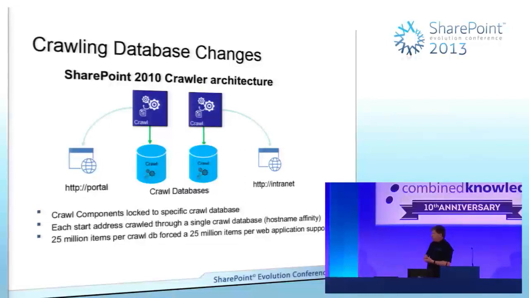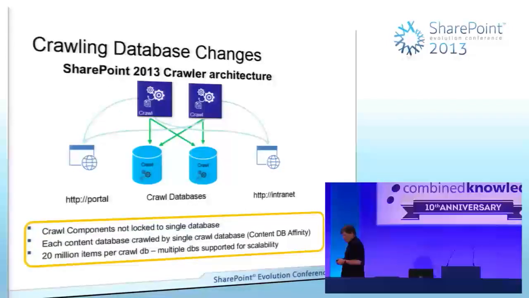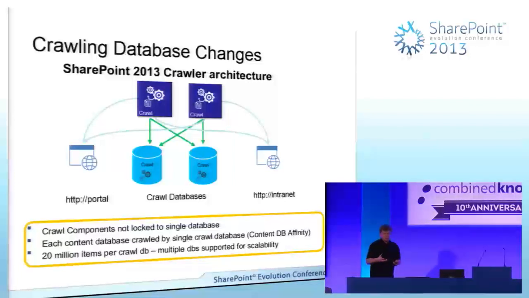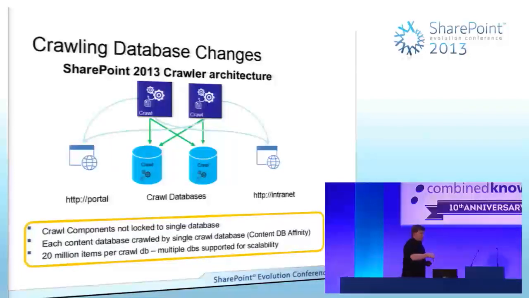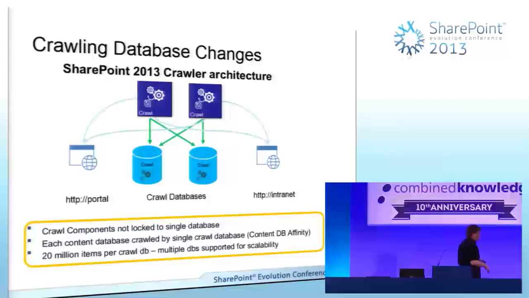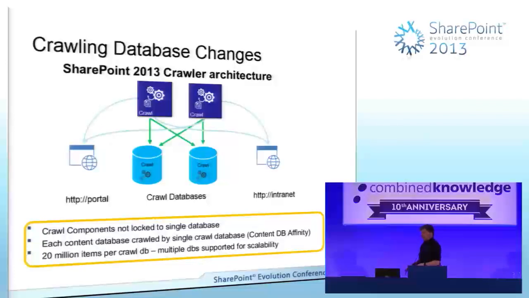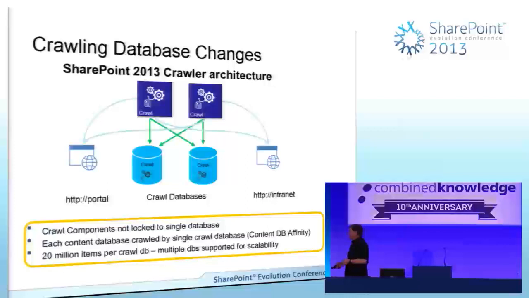Now, I've successfully run a crawl DB on 2010 with 115 million items in it, so it's not a big problem, but it's not a great story. It doesn't make sense. In 2013, we changed that all up. In 2010, we had this thing called host distribution rules that would let you target particular web applications to particular databases. In 2013, the host distribution rules are gone, totally gone. You can't use them even if you wanted to.